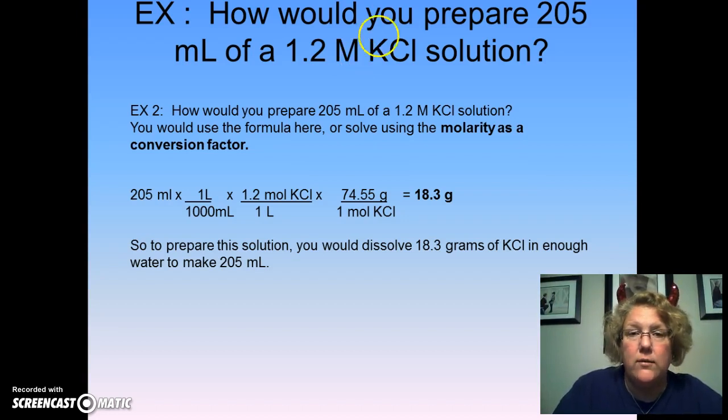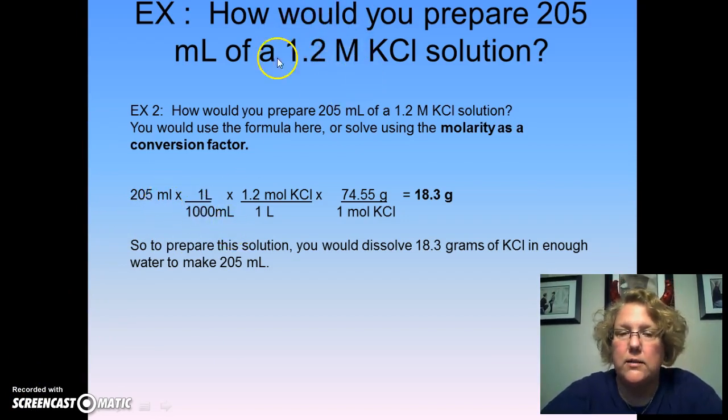Now, volume and mass, okay, those tell you how much stuff you have. You have 205 milliliters or 0.205 liters. Milliliters, liters, or grams, any of those tell you how big of a sample size you have. And that's the number you want to use to start out. So I'm going to start with the 205 milliliters, convert that to liters, and then I'm going to use my molarity as a conversion factor.